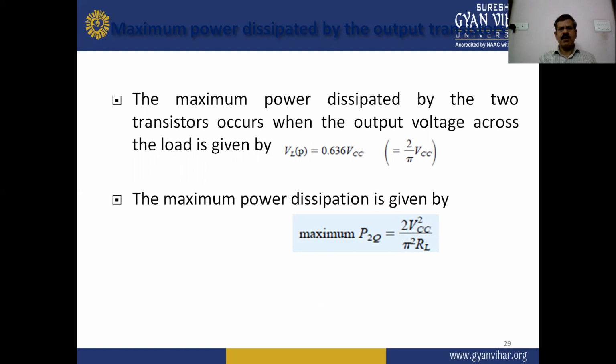Next, the maximum power dissipated by the two transistors occurs when the output voltage across the load is V_LP equal to 0.636 V_CC, or equal to 2 by pi into V_CC. The maximum power dissipation is given by 2 V_CC squared upon pi squared R_L.